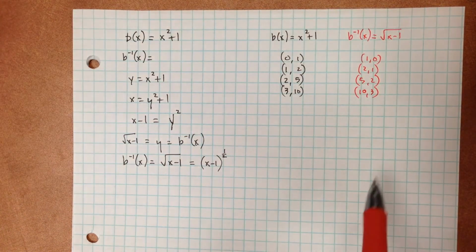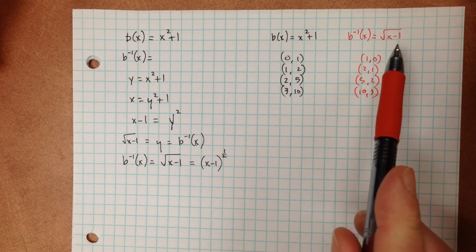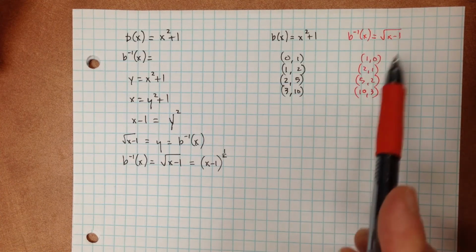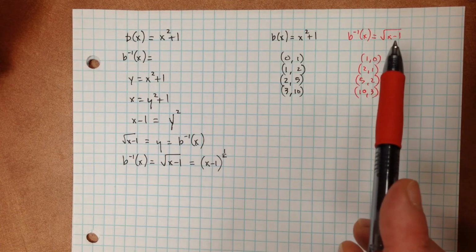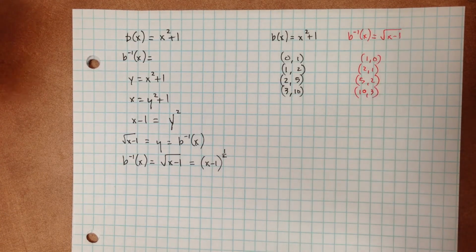Now this does hold true. Those work out. If you put in 1, 1 minus 1 is 0. Root of 0 is 0. If you put in 2, 2 minus 1 is 1. Root 1 is 1. 5, 5 minus 1 is 4. Root 4 is 2. So those points do actually hold up right there.